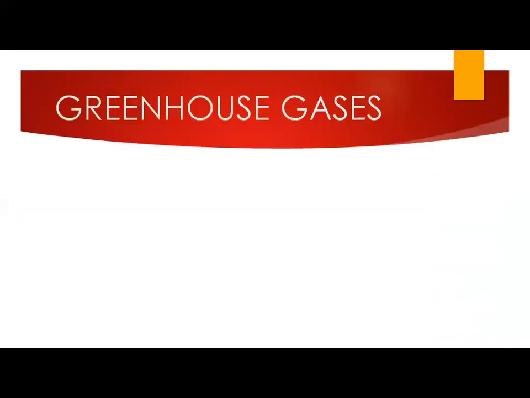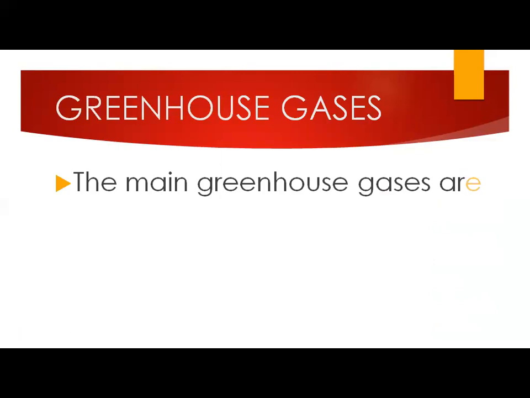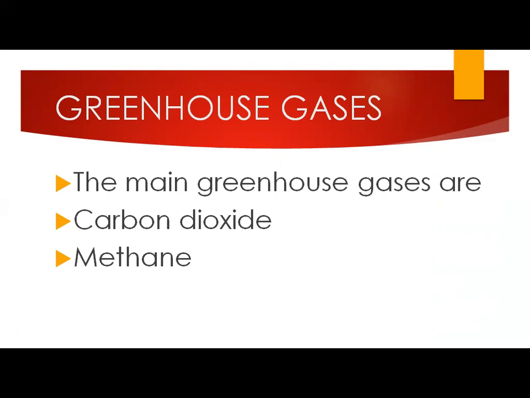Now we will discuss what the main greenhouse gases are. Yes, the main greenhouse gases are, first, carbon dioxide. Yesterday I told you about the role of carbon dioxide in the environment. Yes, carbon dioxide plays an important role in climate change. And the second one is methane. As I told you yesterday, methane is produced by animal waste. And the third one is nitrous oxide, which is produced by the smoke of factories.